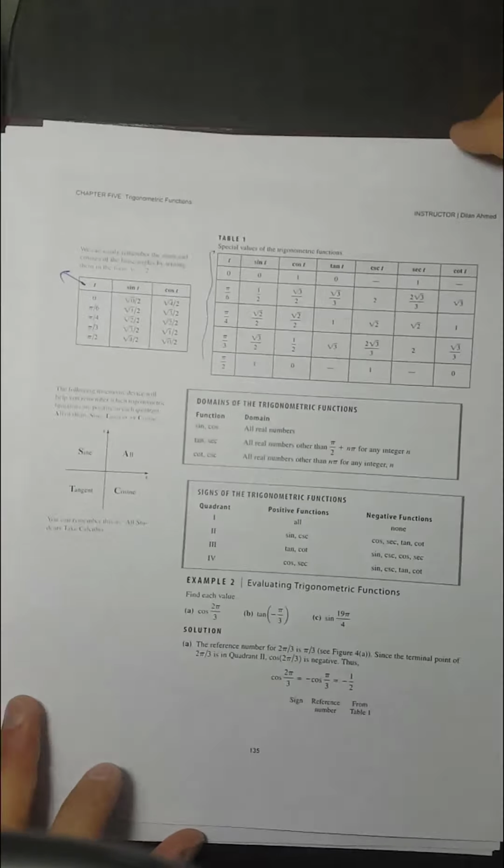How about finding tan of minus pi over 3? See that? Part B: find tan of minus pi over 3. Forget about the minus, so I have just tan of pi over 3. So tan of pi over 3 is equal to what? You can decide from here or here. It's okay. Tan of pi over 3 is equal to square root of 3, the sine over cosine.